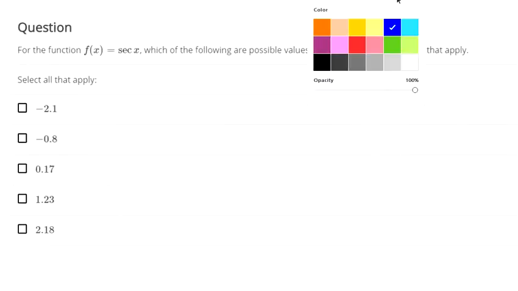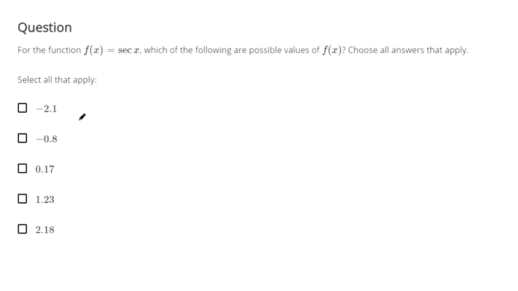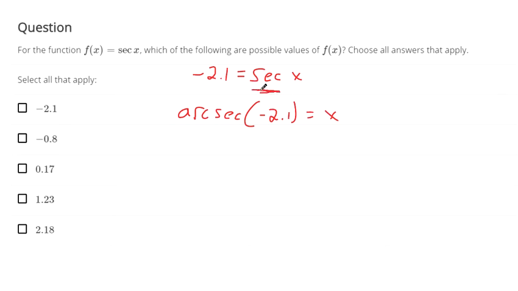This one's a little trickier than the previous problem we just saw, because it's tempting to just say, look for those excluded values, and if they aren't there, then they should all be positive. But try plugging them in. Negative 2.1, plug that in for f of x. And then you could use your calculator if your calculator has a secant function, and if it doesn't, you could just rewrite it as cosine. But the way you'd use your calculator is you'd say arc secant of negative 2.1 equals x. That's how you would undo secant of x. That's how you get the secant away from the x. Can't divide both sides by secant, okay?